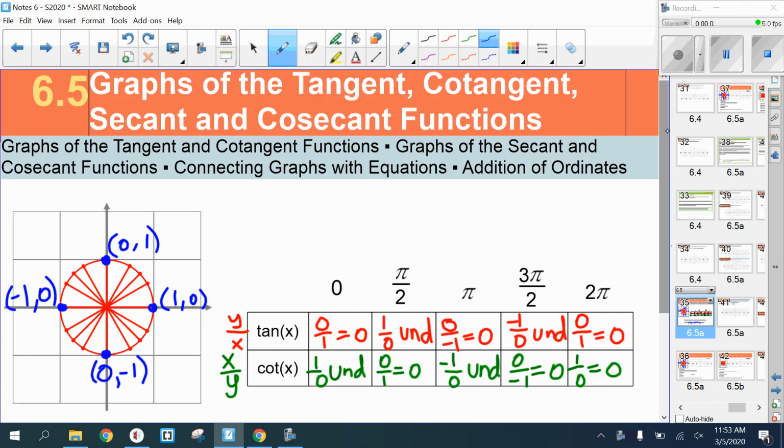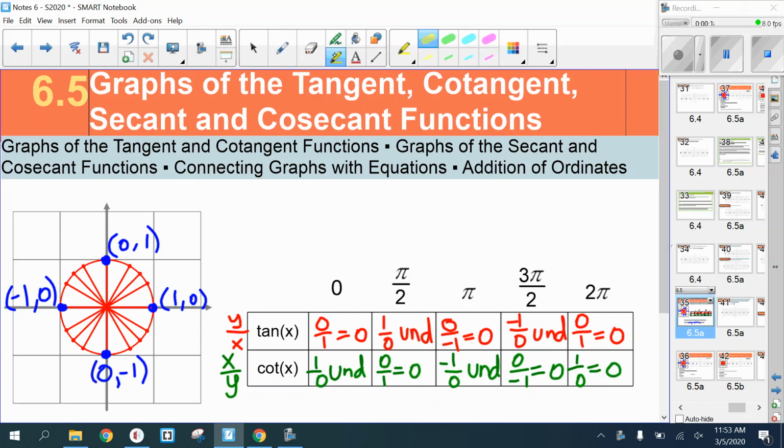6.5 graphs of tangent and cotangent. So we start with the unit circle and look at all your points, your ones and zeros and things. And look at this chart down here. I've already pre-filled it out to save time, so you can pause and fill it out if you need to.